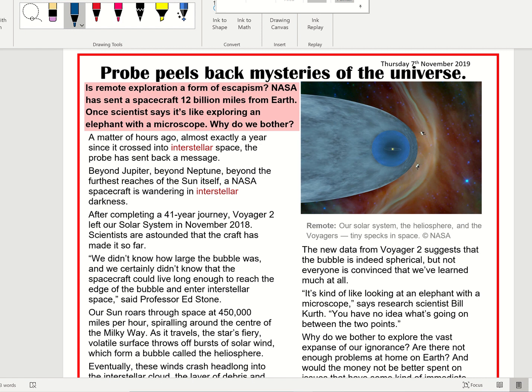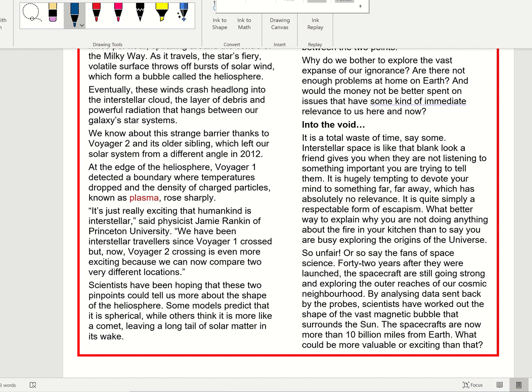Our sun roars through space at 450,000 miles per hour, spiraling around the centre of the Milky Way. As it travels, the star's fiery, volatile surface throws off bursts of solar wind, which form a bubble called the heliosphere. Eventually, these winds crash headlong into the interstellar cloud, the layer of debris and powerful radiation that hangs between our galaxy's star systems. We know about this strange barrier thanks to Voyager 2 and its older sibling, which left our solar system from a different angle in 2012.